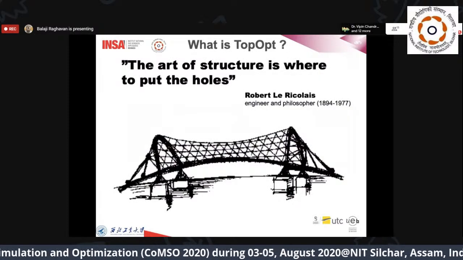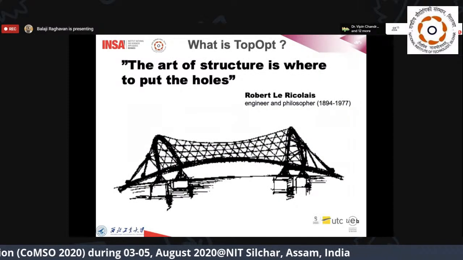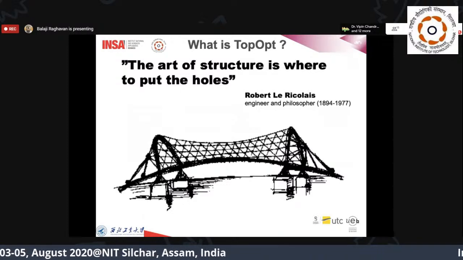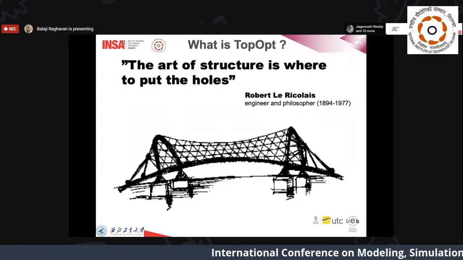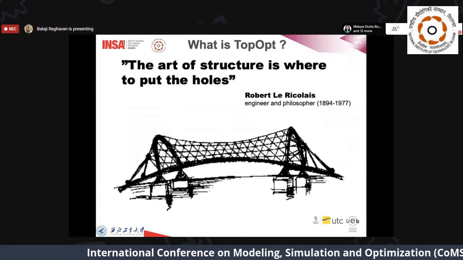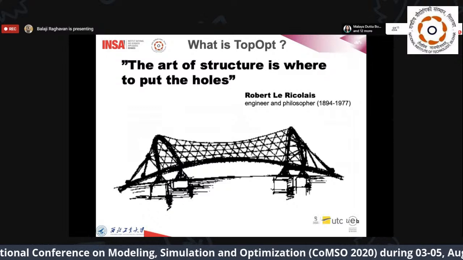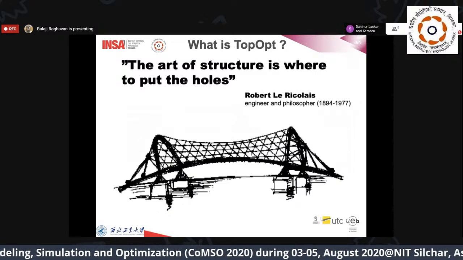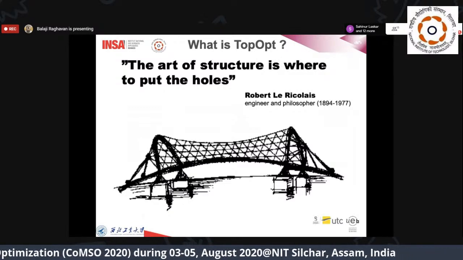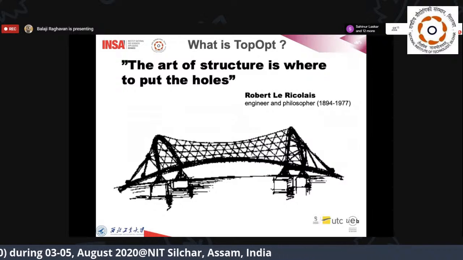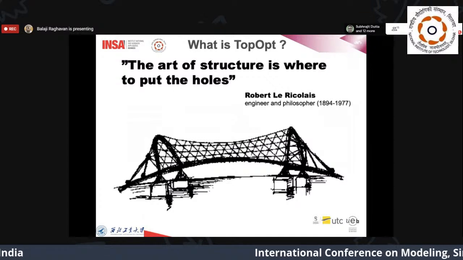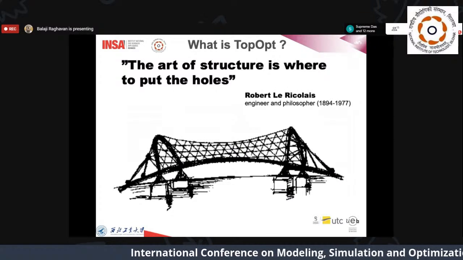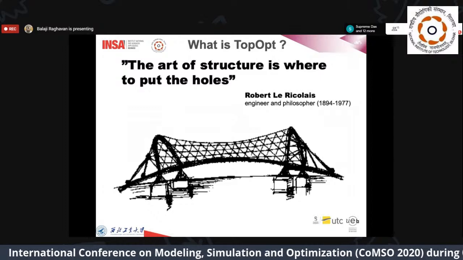Robert Le Ricollet, an engineer philosopher, said, "The art of structure is knowing where to put the holes." Now, the whole idea is, depending on how you put the holes in the structure, you're going to get either something that's a catastrophic failure or something that works pretty well. And that, in a nutshell, sums up topology optimization: knowing where to put the holes. So what does that mean exactly?